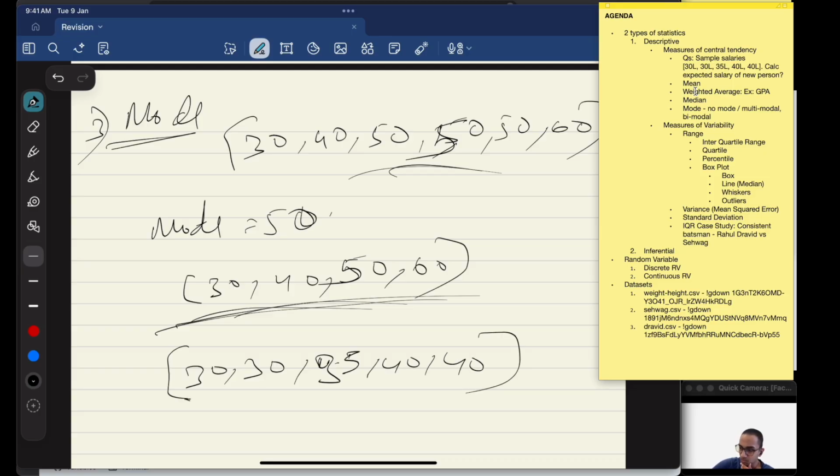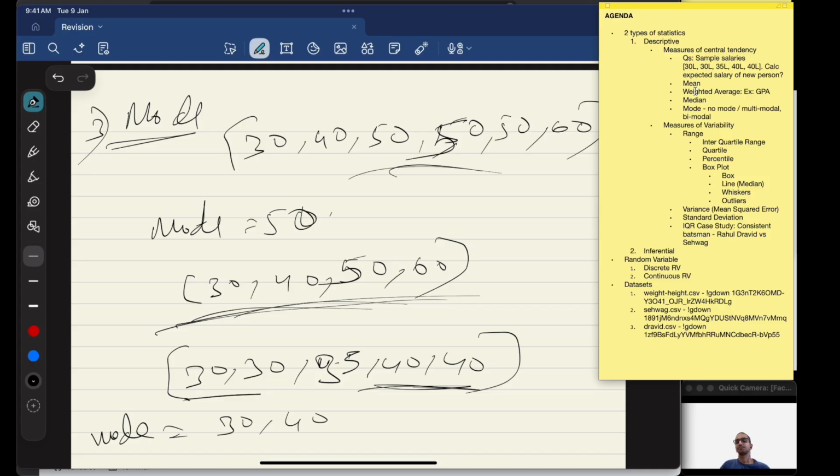So here we have 2 frequently occurring elements, which is 30 and 40, right? So the mode here is bimodal. It's called bimodal, and this is part of the multimodal scenario where multiple elements are frequently occurring.